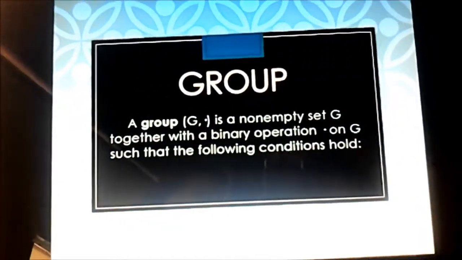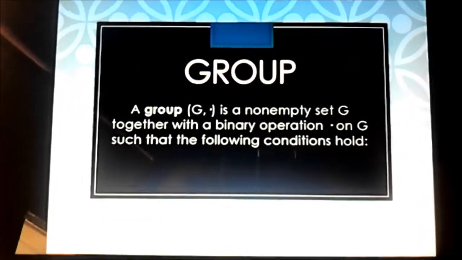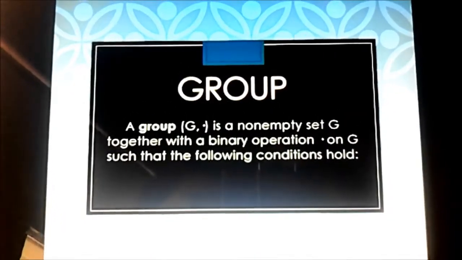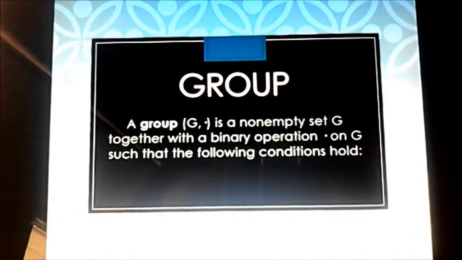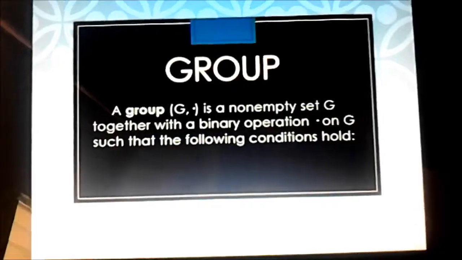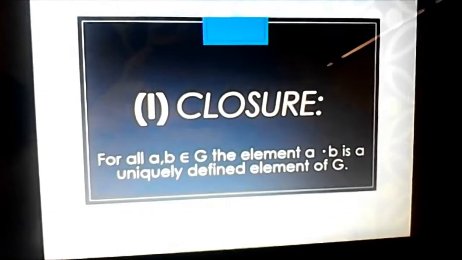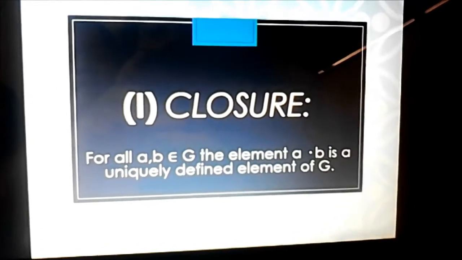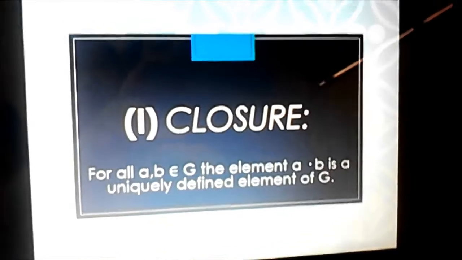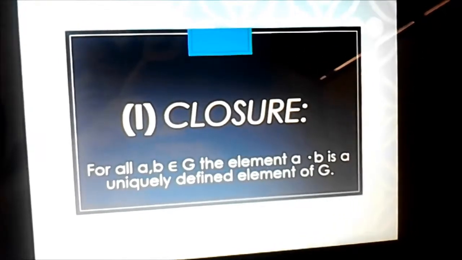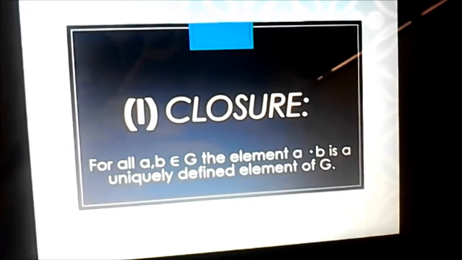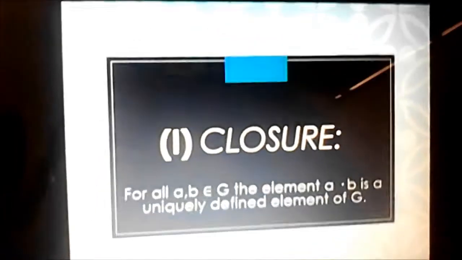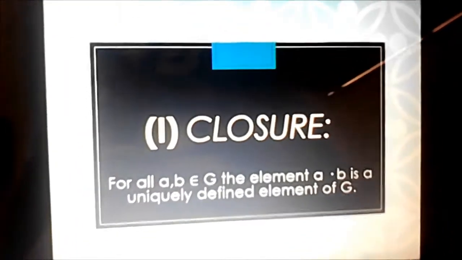So let us first define what a group is. A group G, denoted by (G, ·), is a non-empty set G together with a binary operation · on G such that the following conditions hold. The first condition is the closure property. For all a, b elements of G, the element a · b is a uniquely defined element of G. So to have the closure property, we must first have the binary operation be uniquely defined based on the group G that we have.